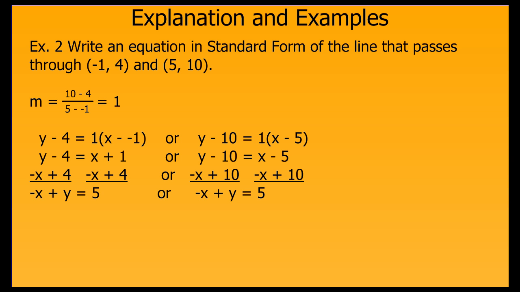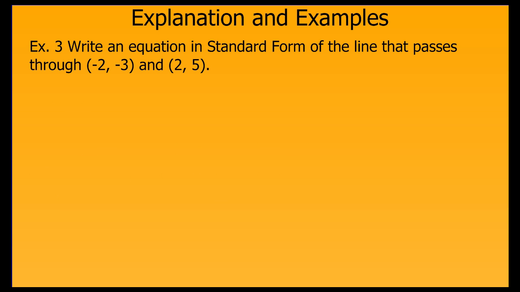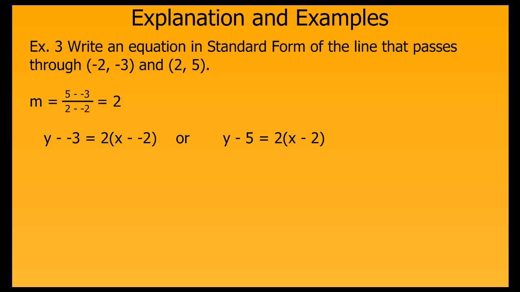Note that you don't have to do this with both points. I was just showing you that it works with either point. Let's look at another example where they give us 2 points. Again, we first calculate our slope. In this case, that works out to be 2. Then I can choose to use either point and substitute it into point-slope form. Then I simplify a little bit.